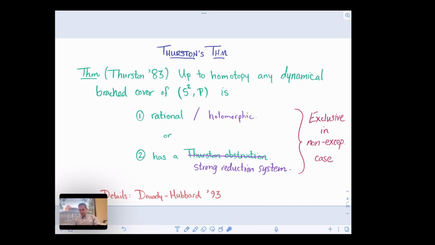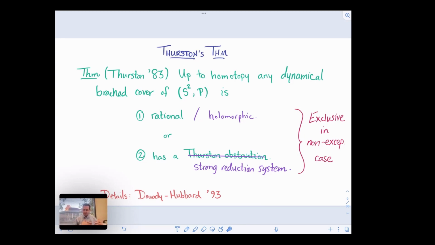In the non-exceptional case, these are exclusive. There's this very special kind of map you get from taking a torus map and taking a quotient by the hyperelliptic involution. Except in that case, either you're rational, which is the geometric kind of map, or there's something like a reduction system. Any questions on that statement? Thurston proved this in '83.